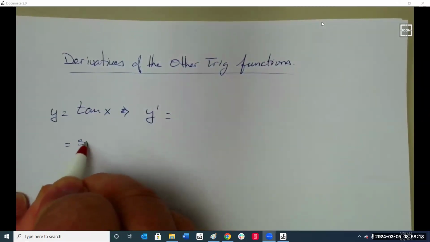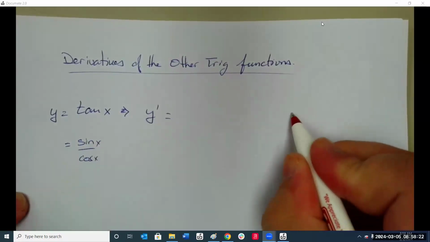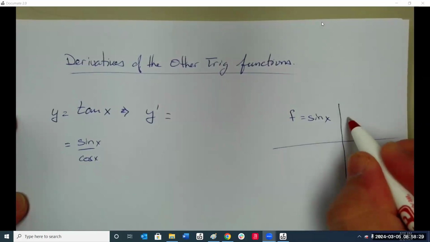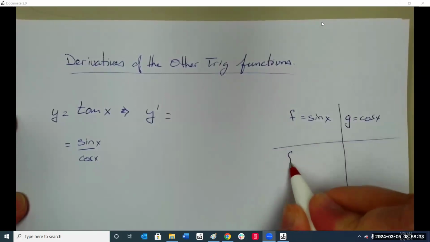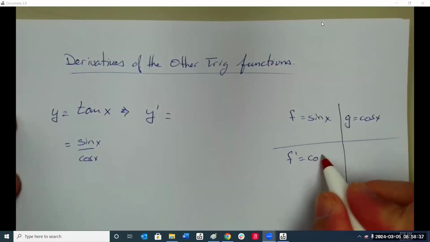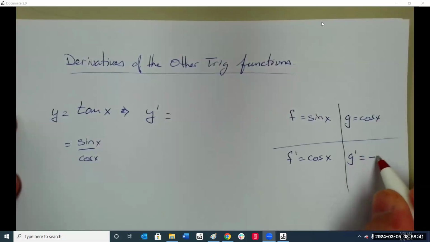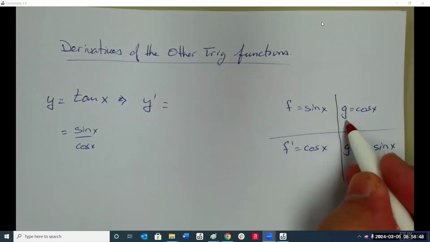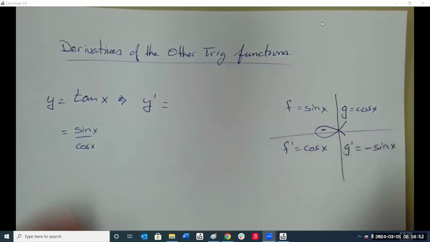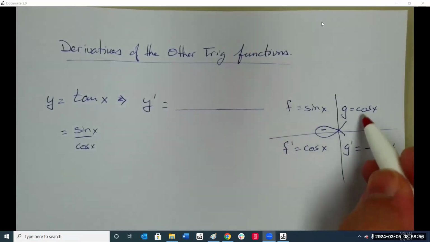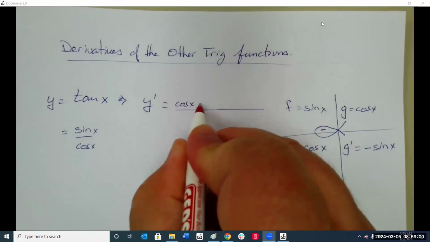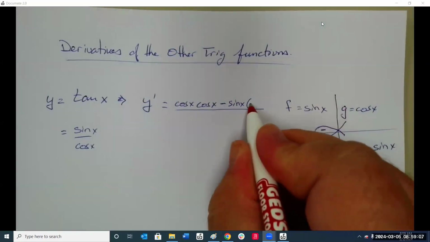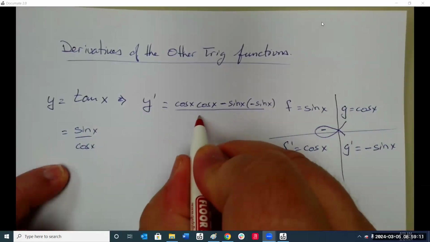Tangent is made up of sine over cosine. So we got to use the quotient rule. Derivative of sine is cosine. Derivative of cosine is negative sine. Since it's a quotient, we subtract cosine times cosine minus sine x times negative sine x all over the denominator squared.